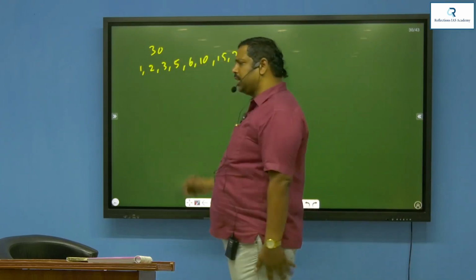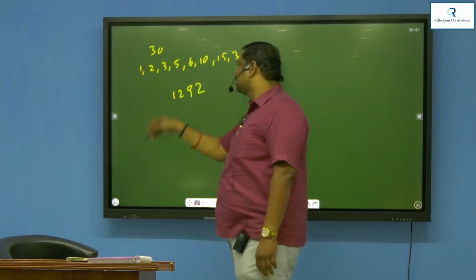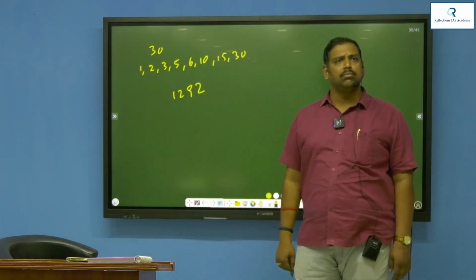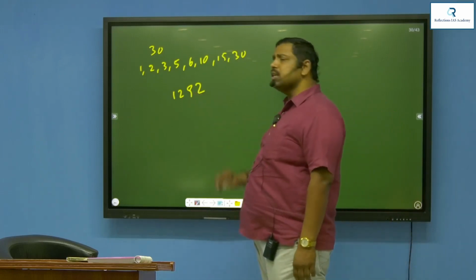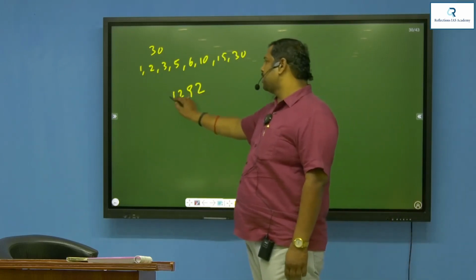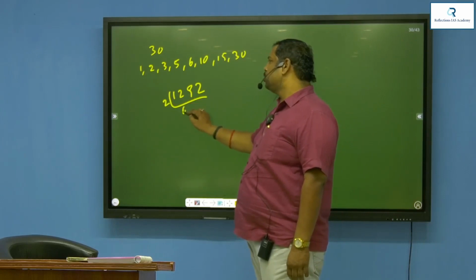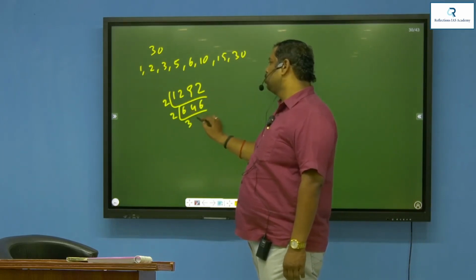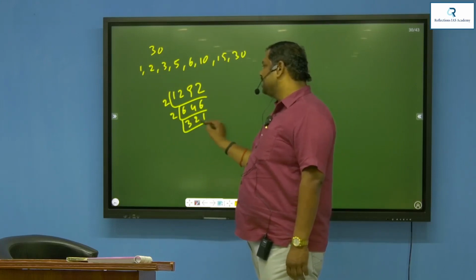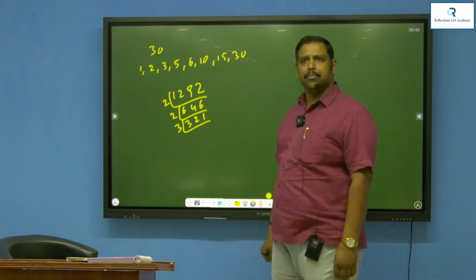Suppose my number is not 30, my number is 1292. How many factors are there? Are you able to do that? No. Okay. So we have a concept: suppose 1292, go with prime factorization. Only divide with the prime numbers. 2 6s, 2 4s, 2 6s. Again with the prime number, 2 3s, 2 2s, 2 1s. Okay. Again it is divisible by 3, right?